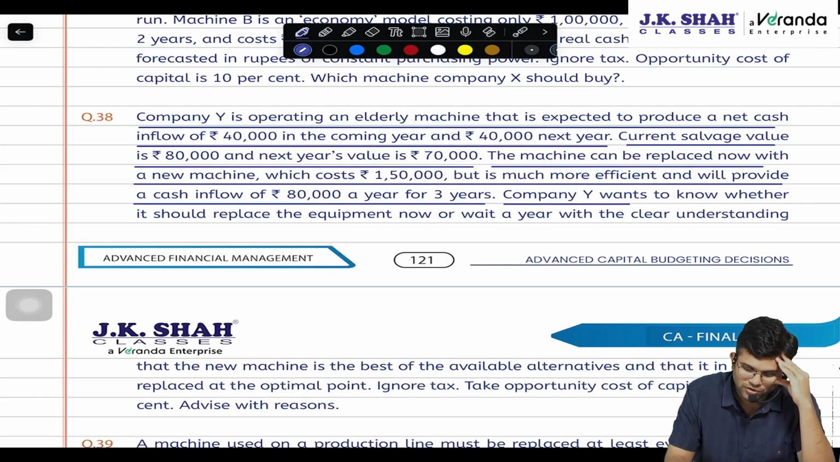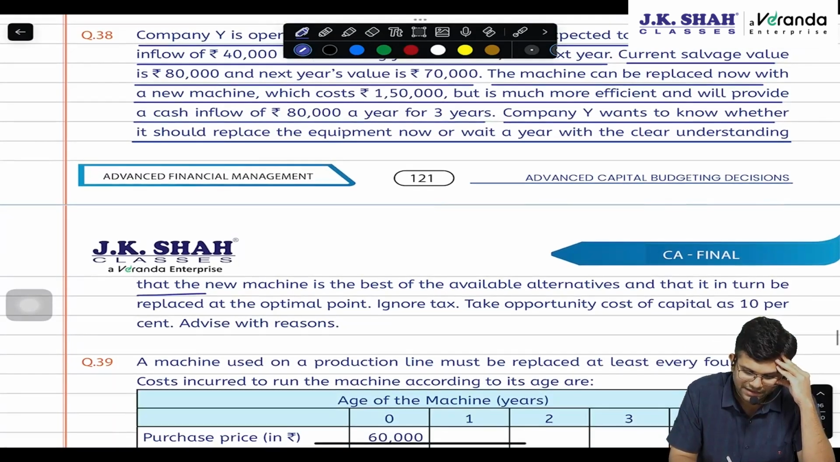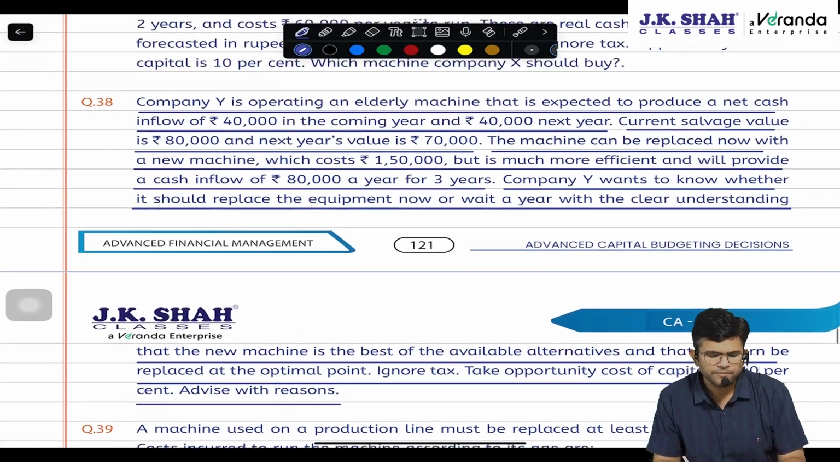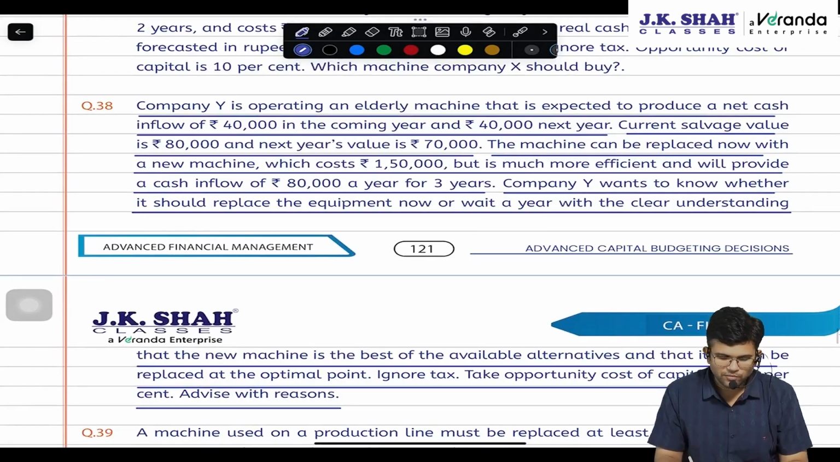Company Y wants to know when it should replace the equipment, now or wait a year, with the clear understanding that new machine is the best of the available alternatives, that in turn be replaced at the optimal point. Ignore tax, take opportunity cost of capital as 10%, advise with reasons. Okay? Alright, now listen to me carefully.